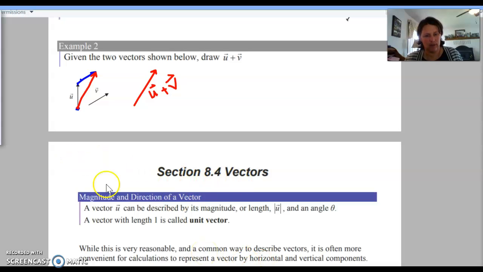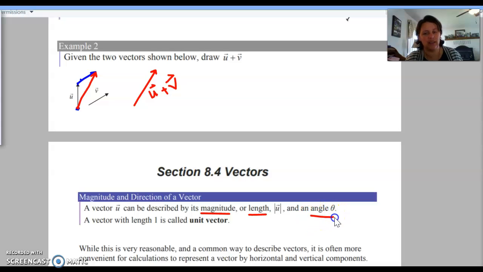Okay, then going back down here, we've got magnitude and direction. So a vector is really much more than just a line, because a vector can be described by its magnitude or its length, and you can kind of think of it as a line with weight to it. And that's what we call its magnitude or its length. We're going to denote that with lines beside, kind of like absolute value bars on each side of our vector name. Okay, so that means magnitude. And we also can describe it with an angle theta.